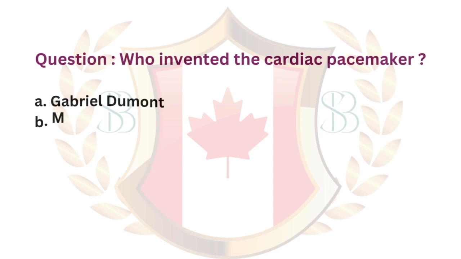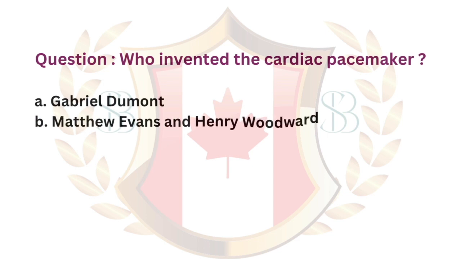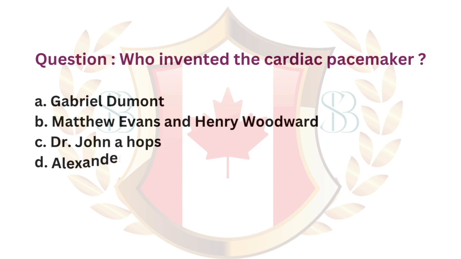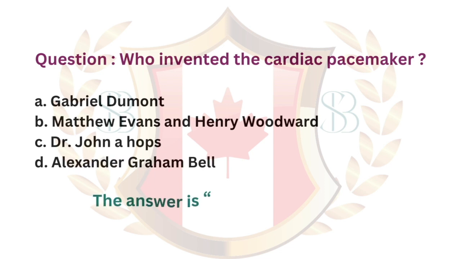Question. Who invented the cardiac pacemaker? A. Gabriel Dumont. B. Matthew Evans and Henry Woodward. C. Dr. John Hopps. D. Alexander Graham Bell. The answer is C. Dr. John Hopps.